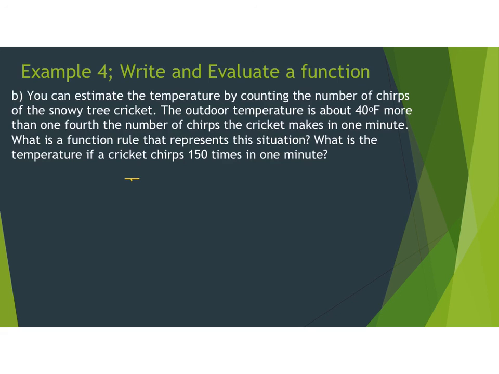So the temperature based on the cricket chirps is going to be a fourth of the number of chirps, 1/4 of the number of chirps that the cricket makes, plus 40 degrees Fahrenheit. Okay, so there's your function. And now we have to just solve that for what's the temperature if the cricket chirps 150 times.